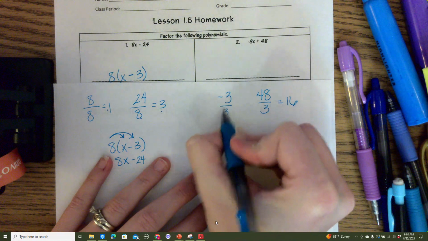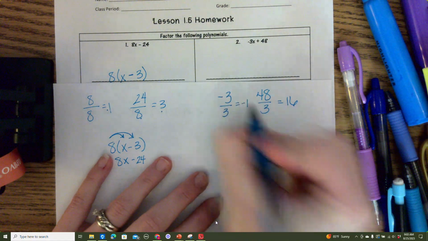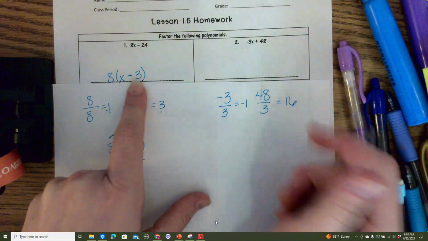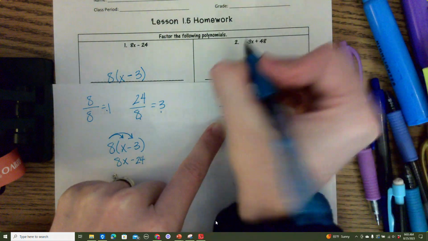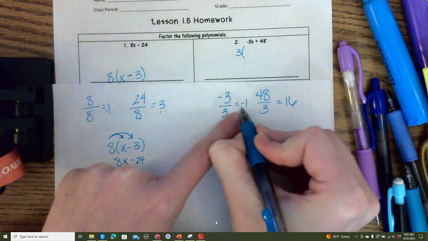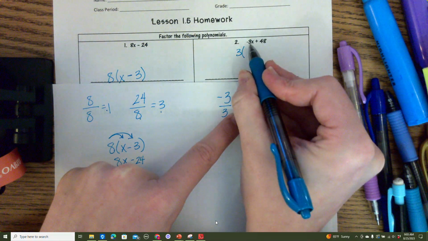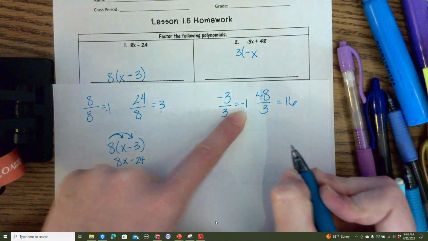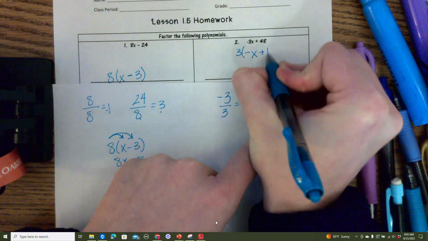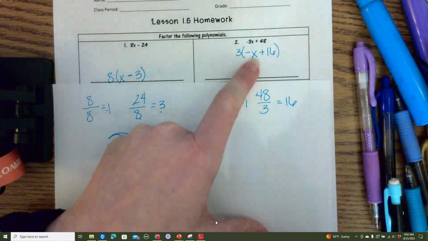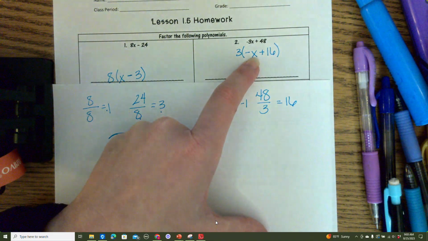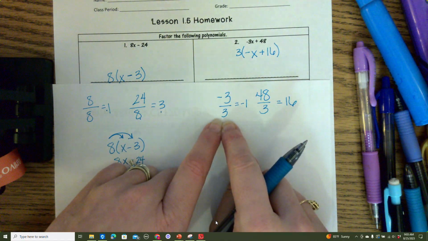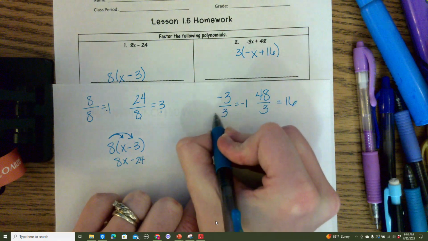All right. So negative 3 divided by 3 gives me a negative 1. So now this poses an issue because if I would write this out just like we did this one, if I pull a 3 out, and so I've got a negative 1 left, so I would have negative 1x, so a negative x, and then I've got a positive 16. We don't like having negatives at the front. We try to avoid that. So instead of dividing by just a regular 3, I want to divide by a negative 3.